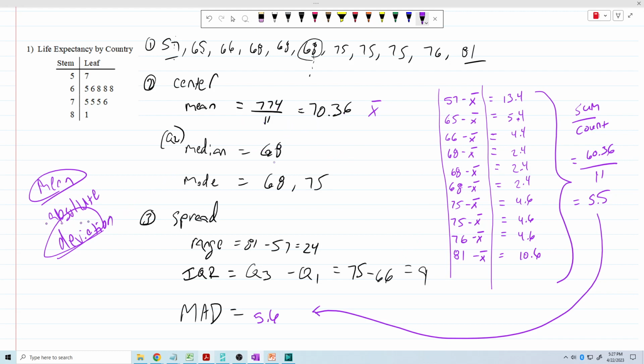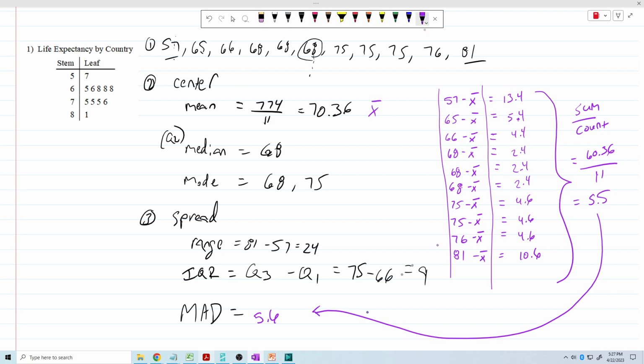And then absolute, meaning absolute value. In other words, we don't want negative numbers to influence the calculation that we do. So first you figure out the deviation for each data point. For the sake of simplicity and brevity of writing, instead of writing minus 70.36 a bunch of times, I simply said that 70.36 is going to be called x bar. X with a little line above it.